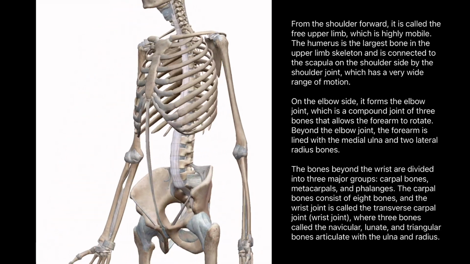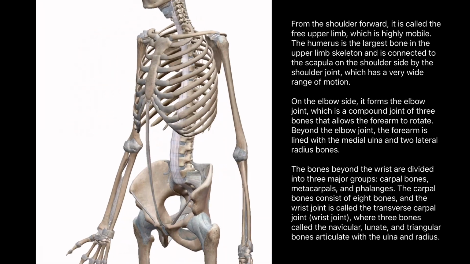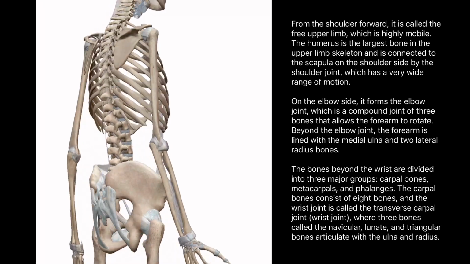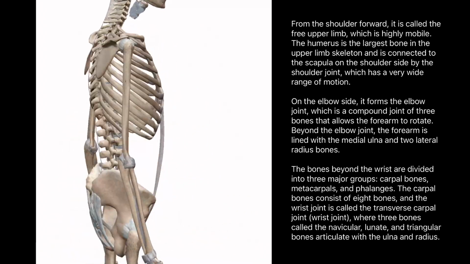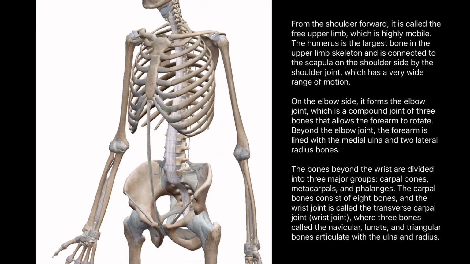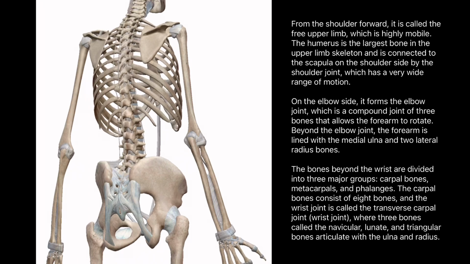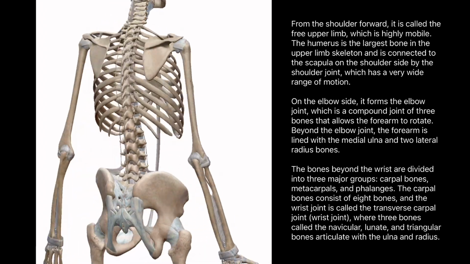From the shoulder forward, it is called the free upper limb, which is highly mobile. The humerus is the largest bone in the upper limb skeleton and is connected to the scapula on the shoulder side by the shoulder joint, which has a very wide range of motion. On the elbow side, it forms the elbow joint, which is a compound joint of 3 bones that allows the forearm to rotate. Beyond the elbow joint, the forearm is lined with the medial ulna and the lateral radius bones.